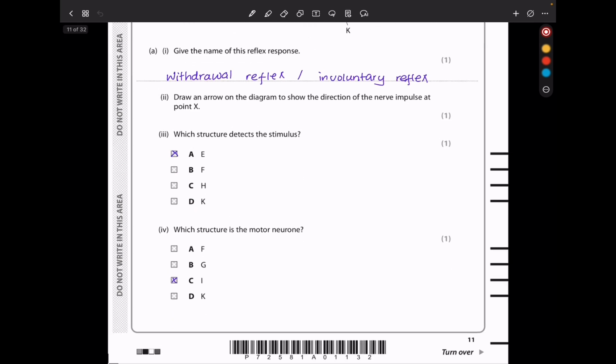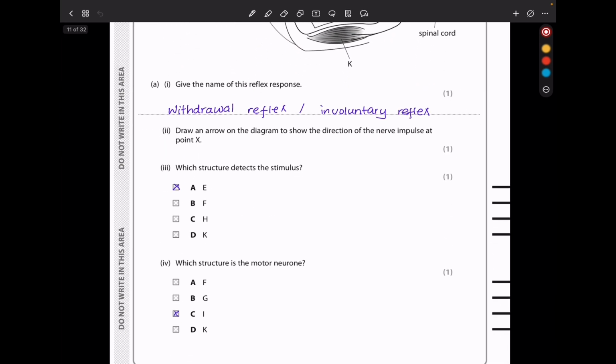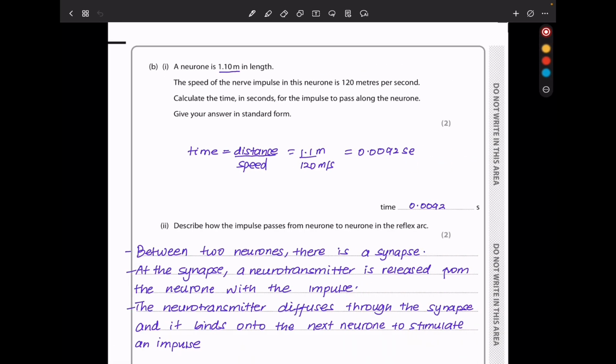And down they ask which structure is the motor neuron. The motor neuron is going to be structure I. So my answer is a C. And in part B, a neuron is 1.10 meters in length. The speed of the nerve impulse in this neuron is 120 meters per second. Calculate the time in seconds for the impulse to pass along the neuron and give your answer in standard form. We know time is equal to distance over speed, so my distance is 1.1 divided by the speed, and I get a time of 0.0092 seconds. This should be S. Let me take away the E.